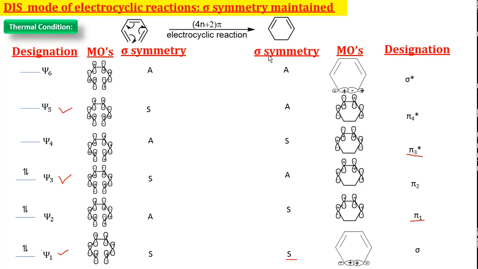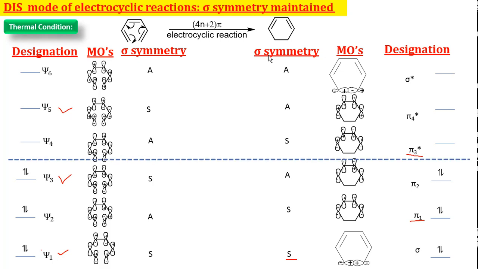So friends, these are the molecular orbitals classified with respect to sigma symmetry. Fill the electrons: the sigma bond has 2 electrons, pi 1 has 2 electrons, pi 2 has 2 electrons, and the other orbitals do not have any electrons. Now classify the molecular orbitals from low energy to high energy. Now correlate molecular orbitals of reactants to product: symmetry to symmetry, asymmetry to asymmetry, and so on.